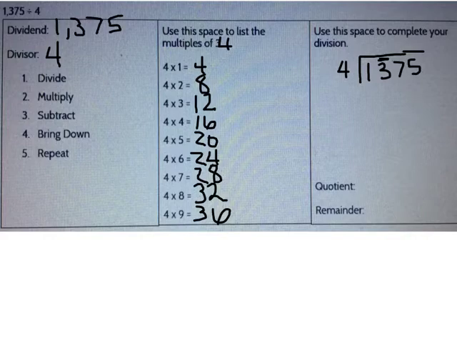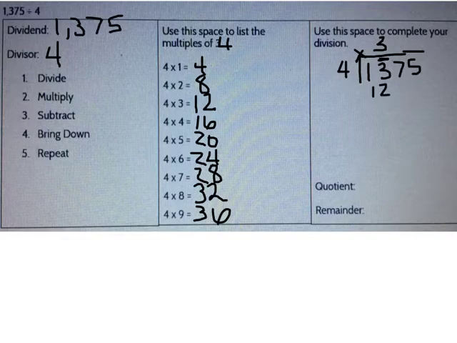What's 13 divided by 4? 4 goes into 13 3 times. What should I do now? My next step is to multiply 3 times 4 to see how many hundreds I used. What's 3 times 4? It's 12.